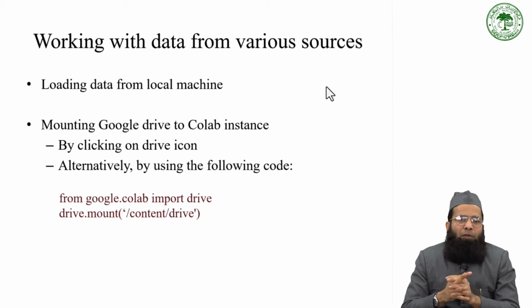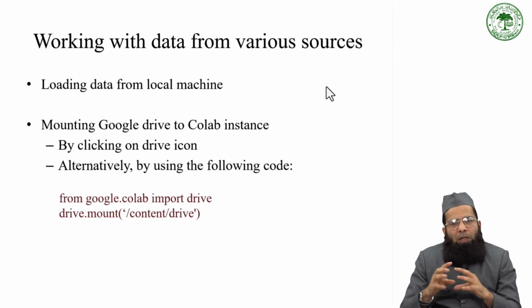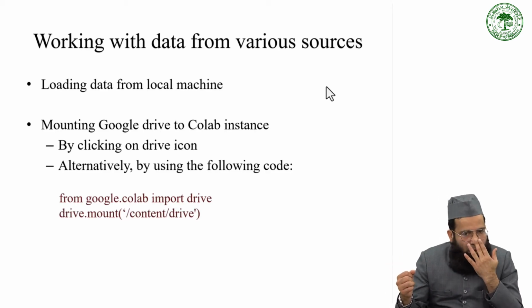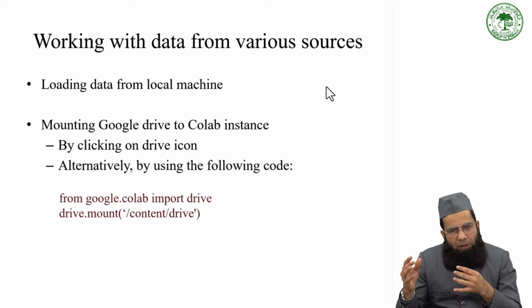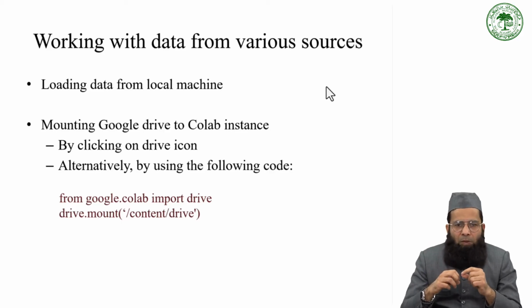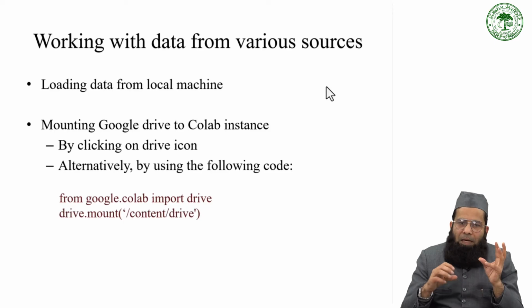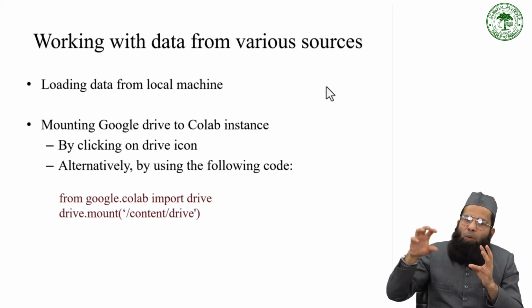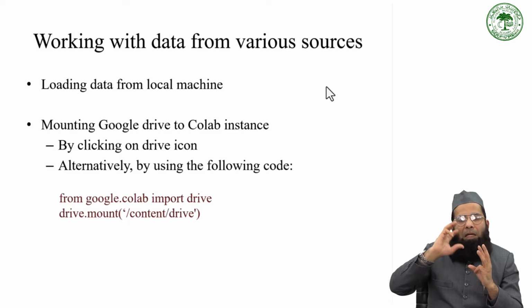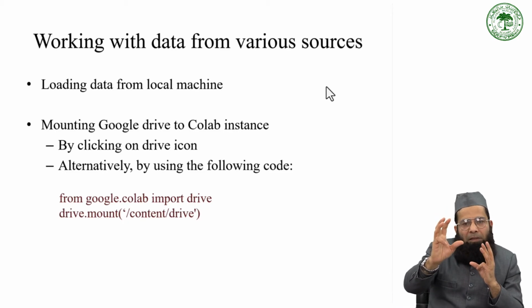So working with data from various sources, how does Google Colab provide you access to the data set? First, you can load data from your local machine. Suppose your data set is on your local machine. Or you need to mount your Google Drive to the Colab instance. So there is an option: either your data set is on the local machine, or on Google Drive, or it could be accessed directly from a Kaggle data set.